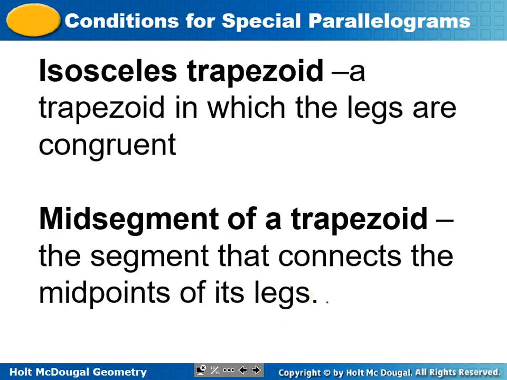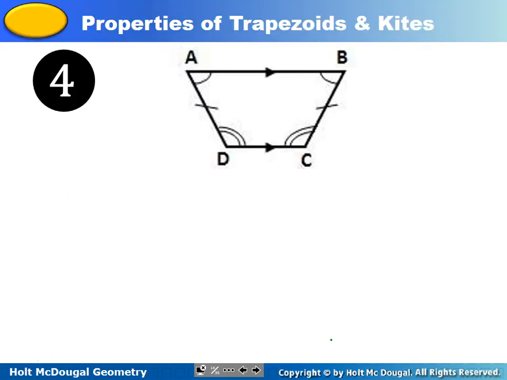So here's some more properties. We're going to talk about the isosceles trapezoid now. And an isosceles trapezoid is a trapezoid where the legs are congruent. We're also going to talk about this term mid-segment, and it's the segment that connects the midpoints of the trapezoid's legs. So first of all, I know that this is an isosceles trapezoid because AD is congruent to BC.